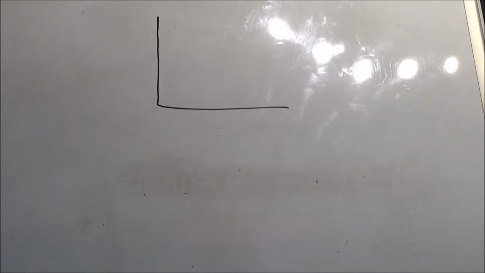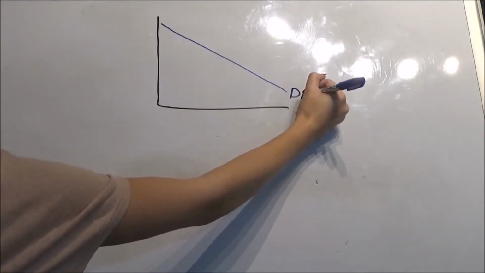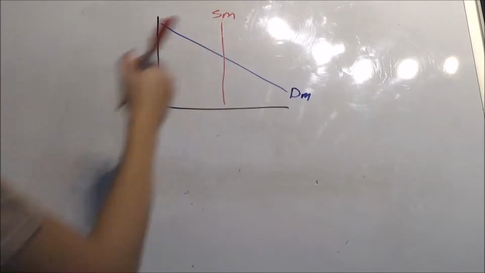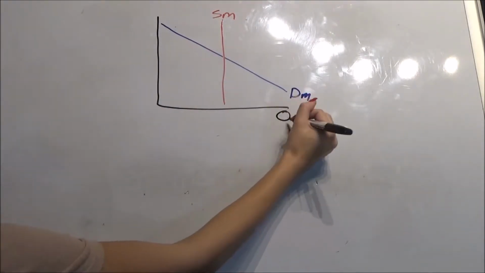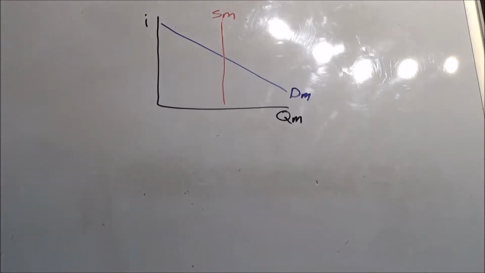The money market graph is a good visual representation of the effects of utilizing monetary policy. To set it up, you draw the downward sloping demand for money, followed by the vertical supply of money. The x-axis measures the quantity of money, and the y-axis measures nominal interest.